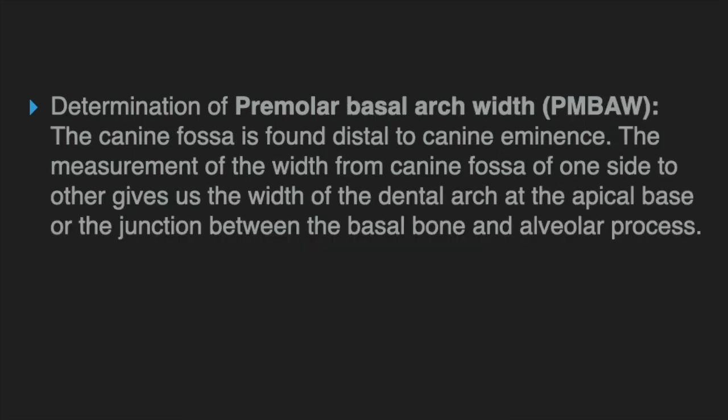The next step is determination of the premolar basal arch width, PMBAW. The canine fossa is found distal to the canine eminence. The measurement of the width from the canine fossa on one side to the other gives us the width of the dental arch at the apical base, or the junction between the basal bone and the alveolar process. If the canine fossa is not clearly distinguishable, the measurement is made from a point that is 8 mm above the crest of the interdental papilla distal to the canine.